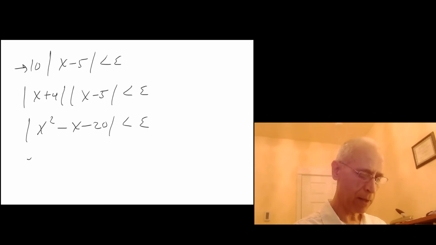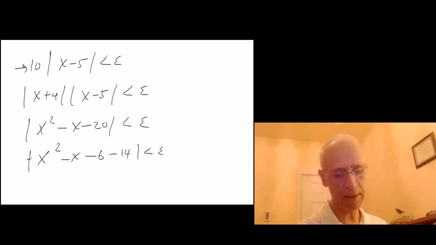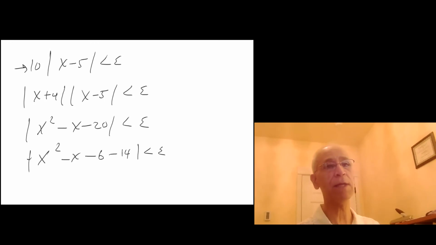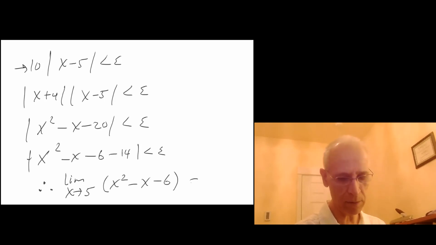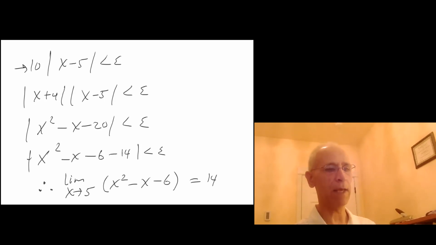And I can rewrite this as the absolute value of x squared minus x minus 6 minus 14 smaller than epsilon. Okay. And I'm done, because I showed that x squared minus x minus 6 minus 14 is smaller than epsilon. So I showed the if part, so the then part follows. And so the limit as x goes to 5 of x squared minus x minus 6 equals 14.